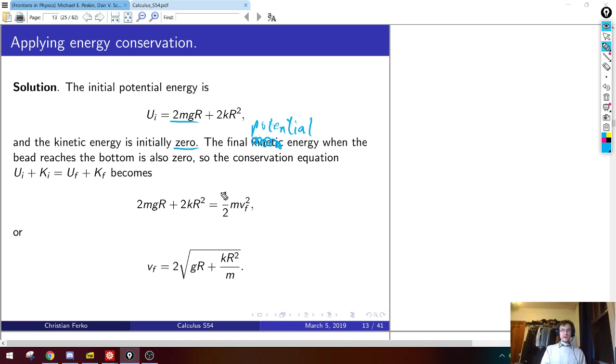So our conservation equation is 2mgr plus 2kr squared equals a half mv squared, or v final squared if you prefer. And when you solve, I pulled out the 4s to get an overall factor of 2, but besides that I think this is the same. The velocity is just 2 times the root of gr plus kr squared over m.